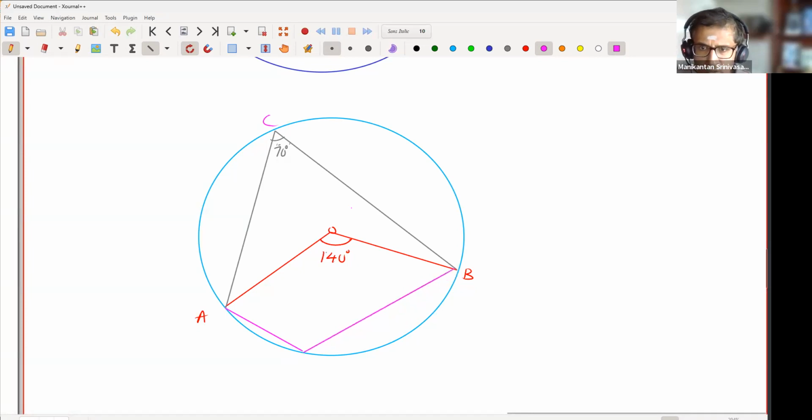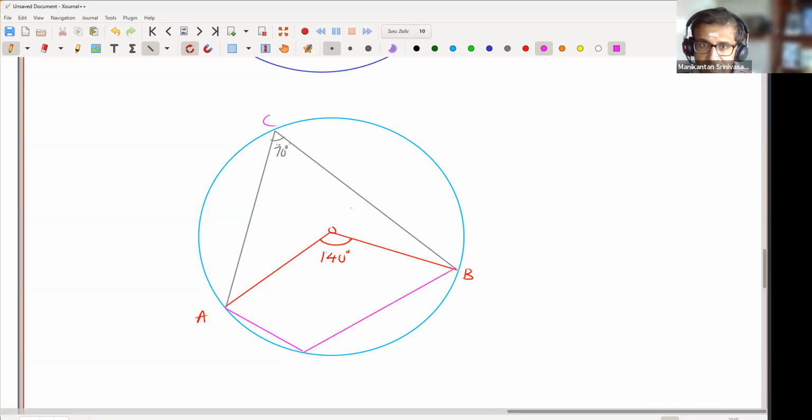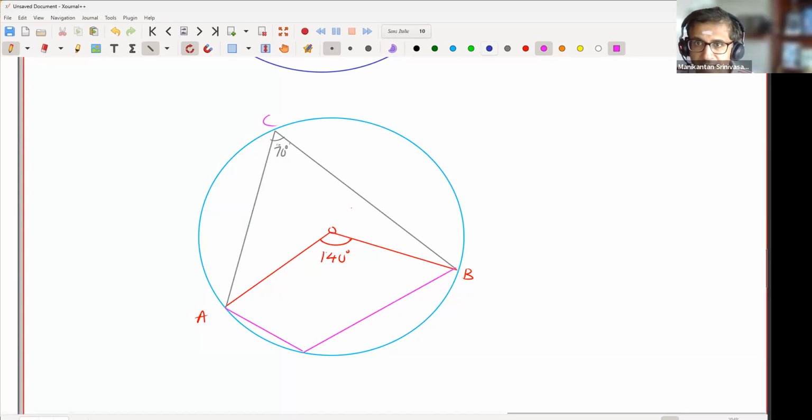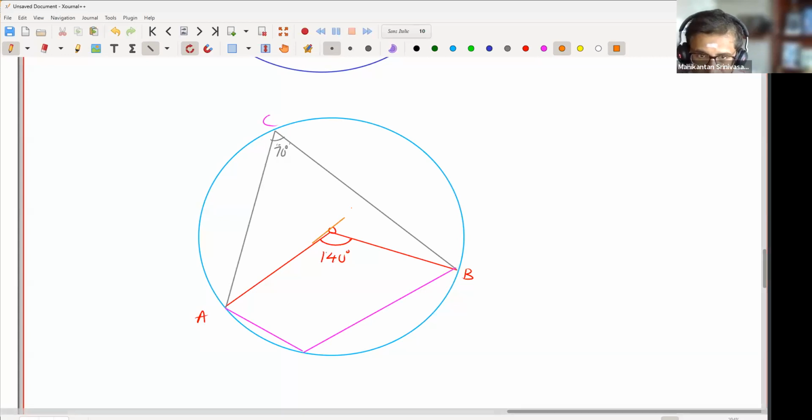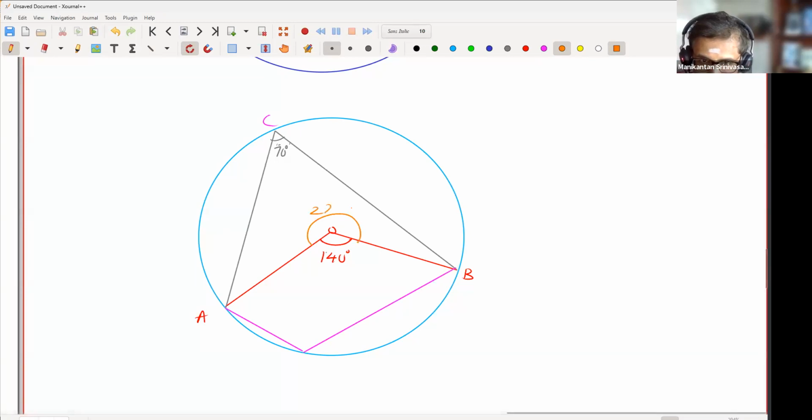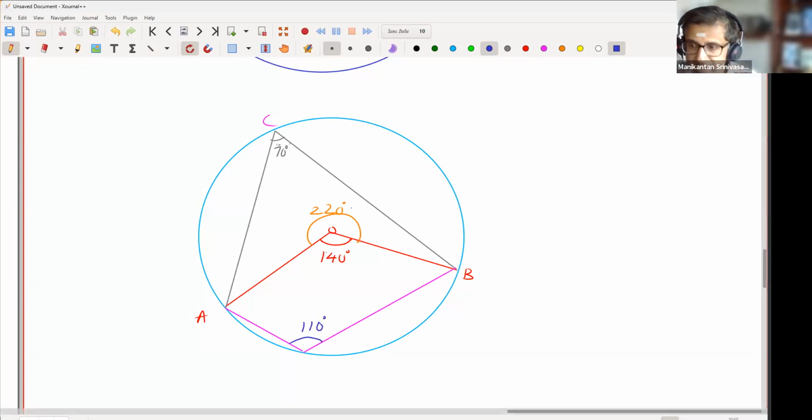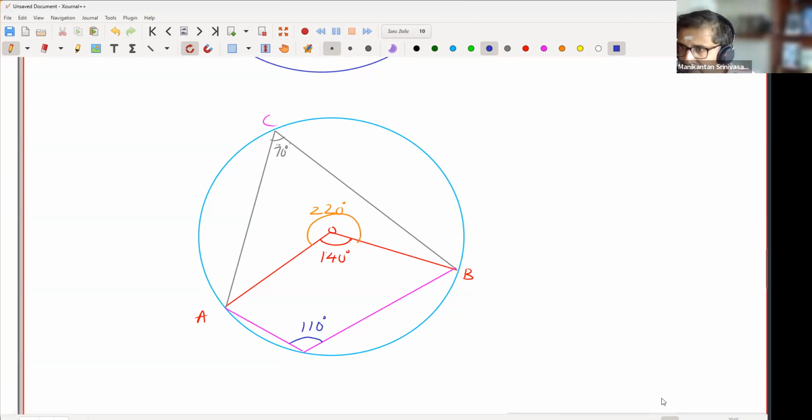Then what rule follows? Exact same thing, except that now we should not be looking at 70 and 140. We should be looking on the opposite side. This angle is 360 minus 140, which is 220 degrees. And therefore, this angle will be half of 220, which is 110 degrees. Does it make sense, Sukrit? By the same logic. Sukrit, are you with me? Yes, sir. Makes sense. Okay, so this is 110.